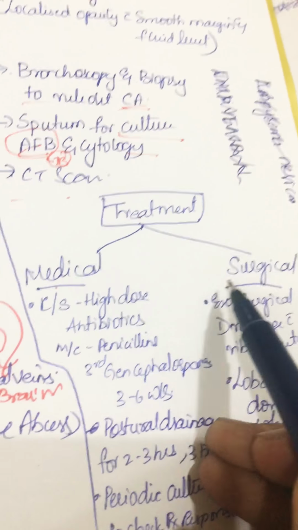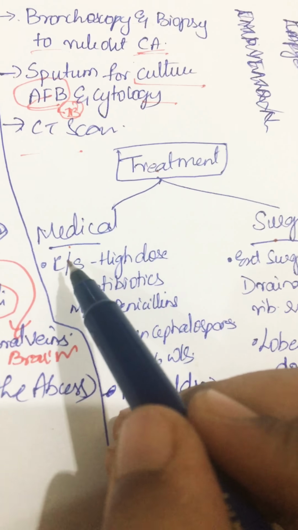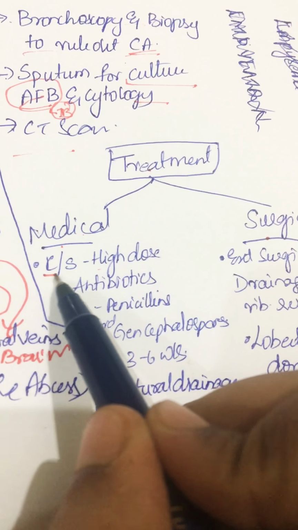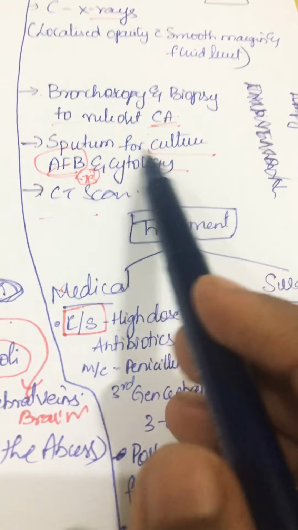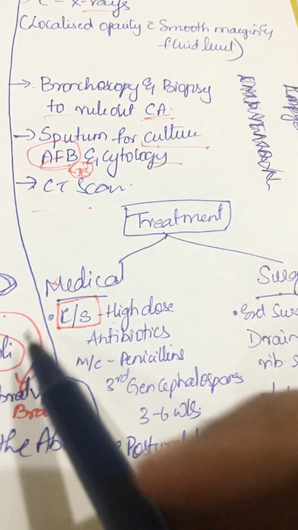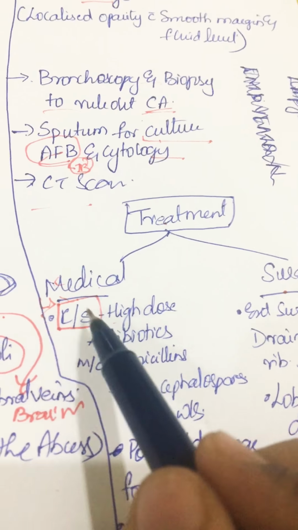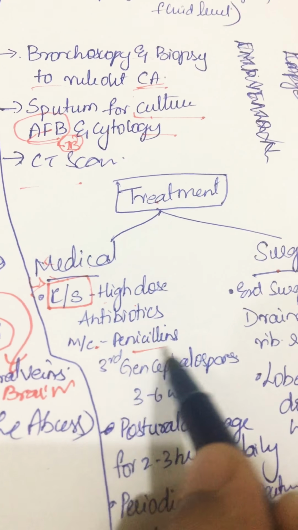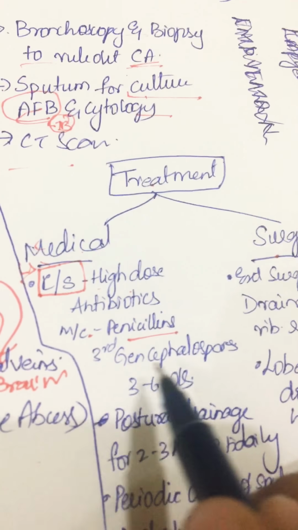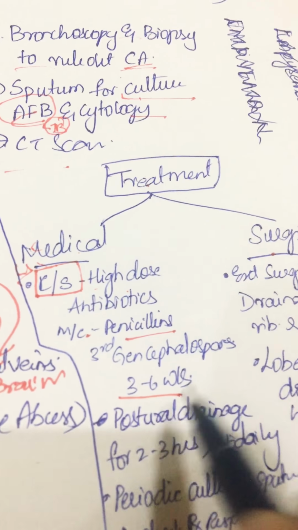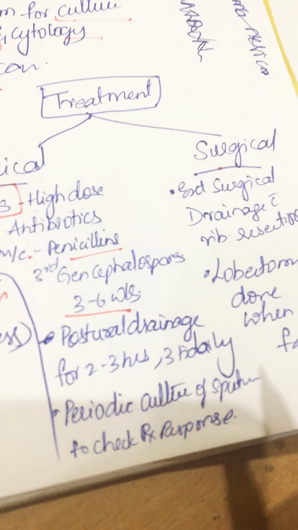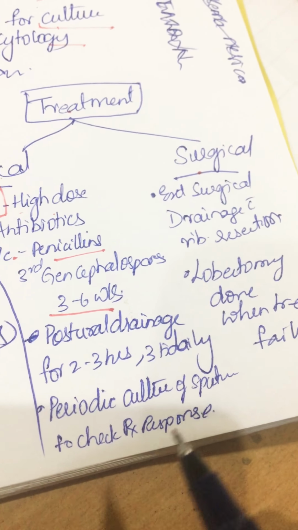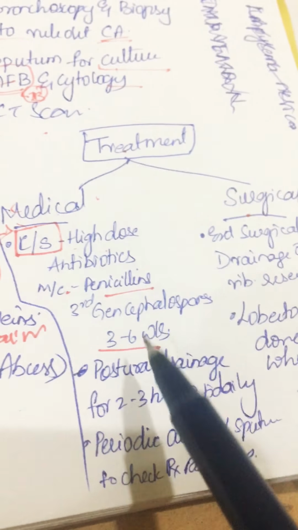Treatment includes medical and surgical treatment. Medical treatment is first. Once we finish culture and sensitivity, the result of that culture will guide high dose antibiotics. Most common antibiotics are penicillins and third generation cephalosporins. They are given for 3 to 6 weeks, with postural drainage for 2 to 3 hours, 3 times daily. Next, periodic sputum culture to check the response to treatment.